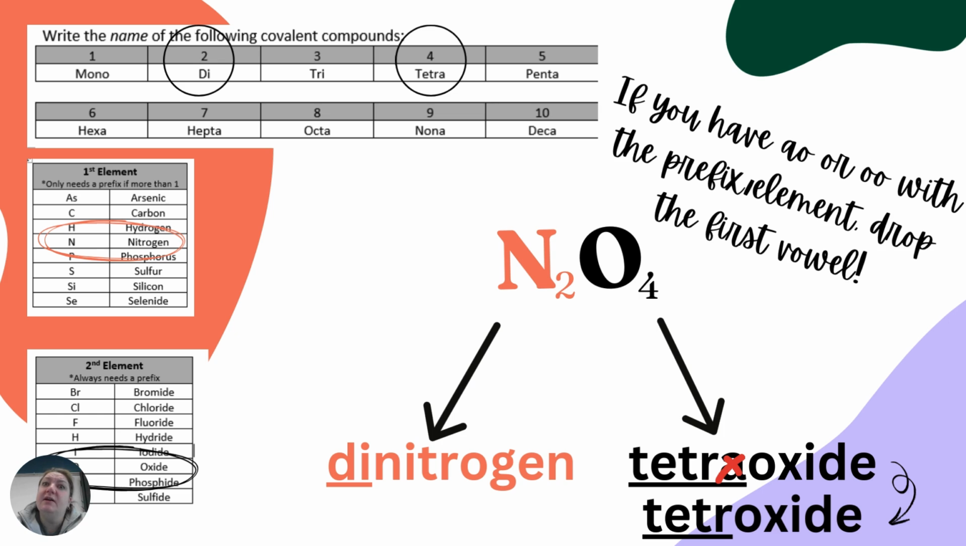Now, this is what I was talking about on that last slide. If we have an AO in the middle, so if you look at that tetraoxide, we want to take the A out, and instead of tetraoxide, we're going to call it tetroxide.